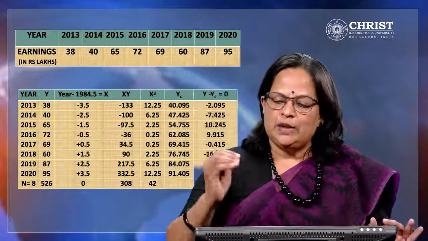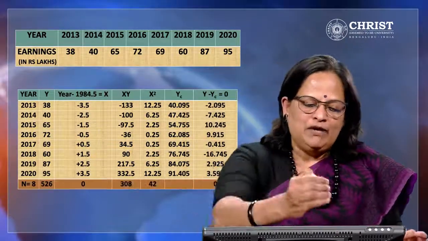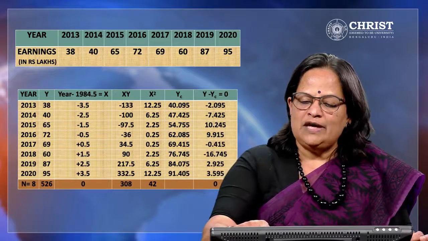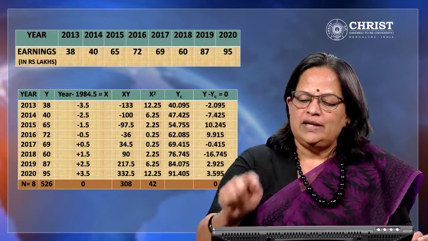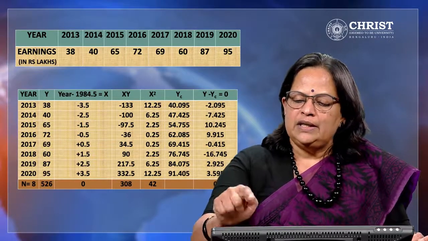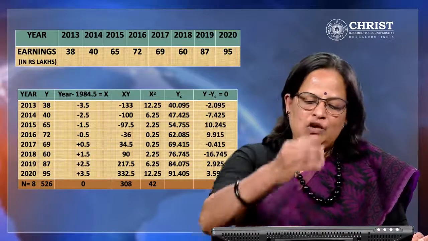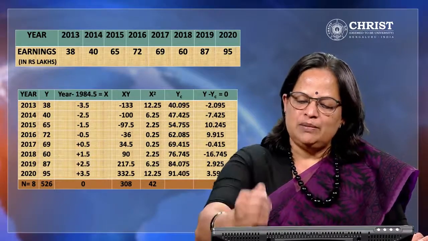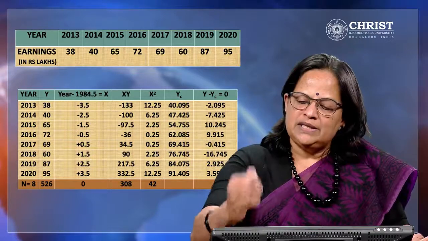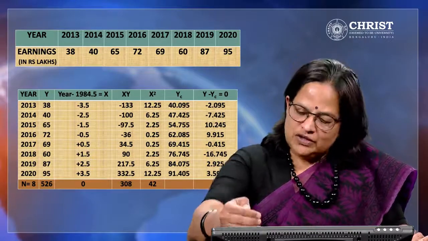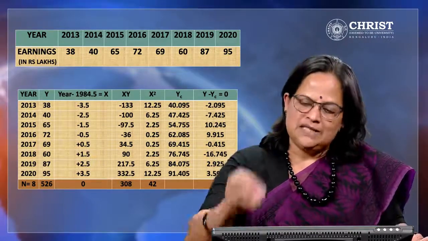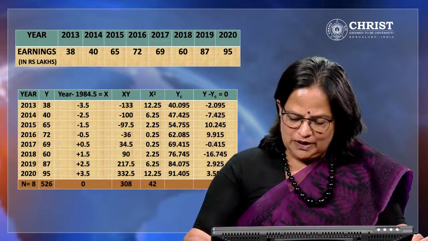So the y minus yc values will total 0. The y value is 38 and the yc value is 40.095, so that is minus 2.095. The second value will be 40 minus 47.425, which is minus 7.425. You have to check that, considering the plus signs and minus signs, the final value will be 0.